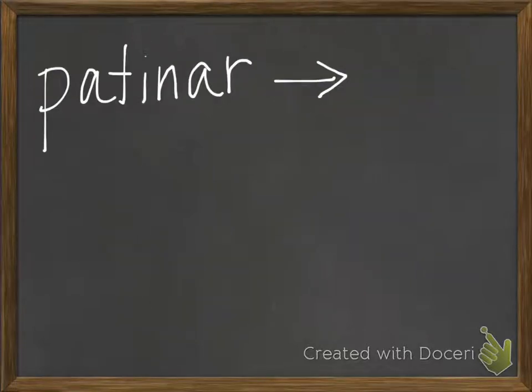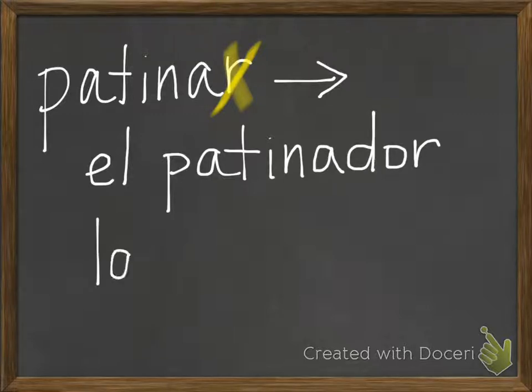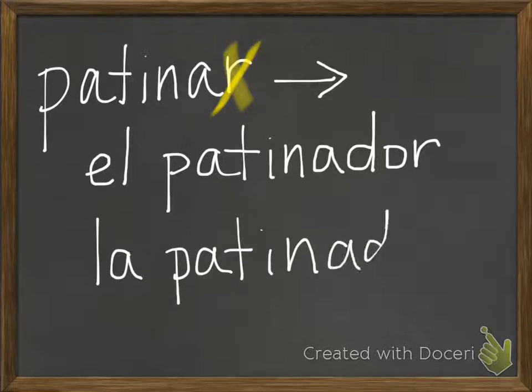Okay, how we form it is we take a verb, like an activity verb like patinar, to skate. Okay, we drop this R here. And then we just add our definite article and the dor or the dora. So for a male skater, we would just add dor. For the female skater, we want to add dora. Okay, so the only difference here, we have the A at the end, and then also our L in la.